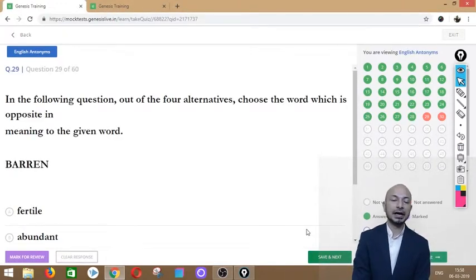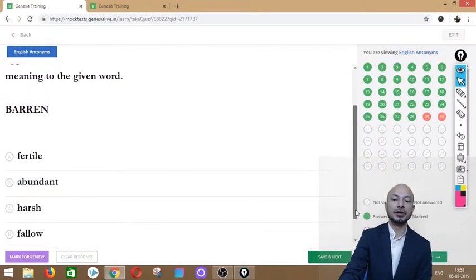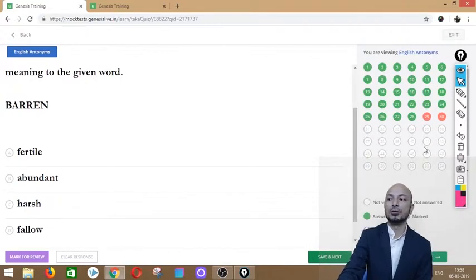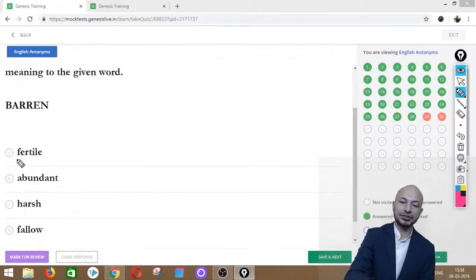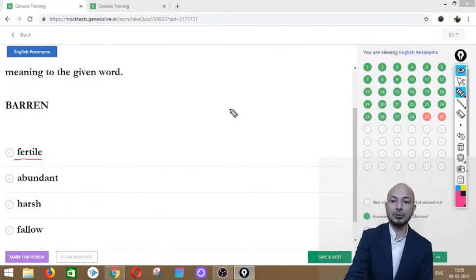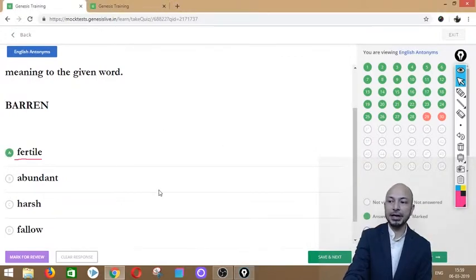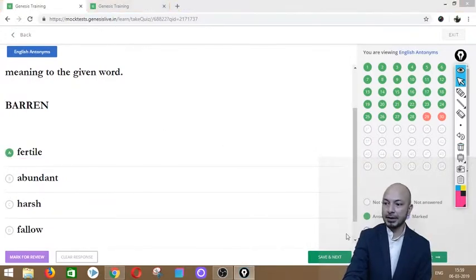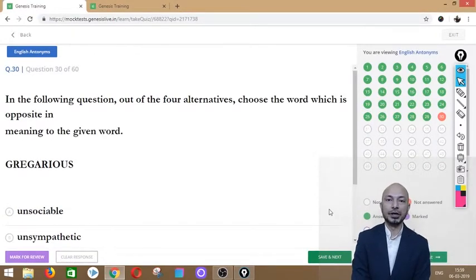If we come to question number 29, the word is barren, and the options given are fertile, abundant, harsh, and fallow. So our correct option is option A, which says fertile. Barren is a place where plants don't grow, and fertile is a place where it is very good for plants to grow, good environment for plants. So they are antonyms, and so we click option A and say next.